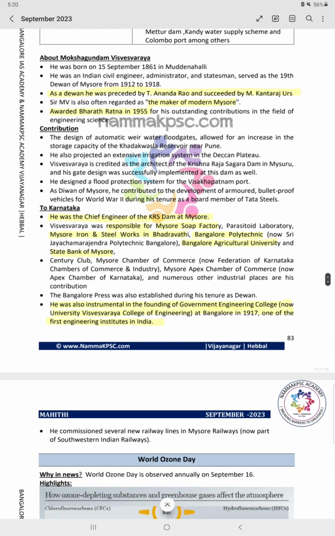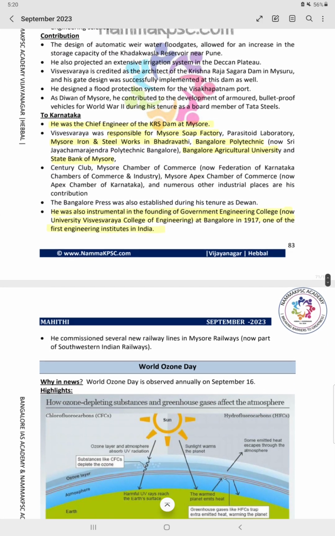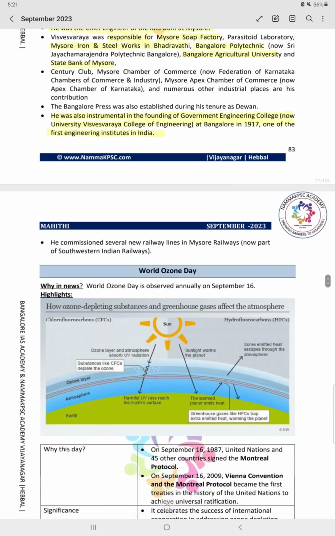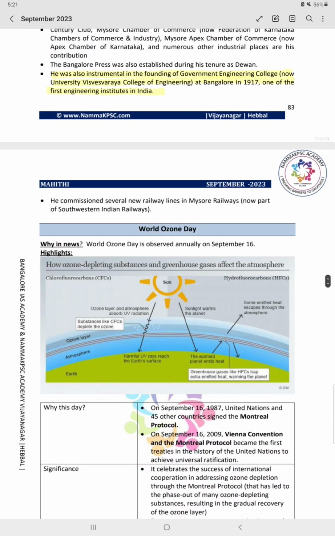Then for Karnataka, what are his contributions? He was the chief engineer of the KRS Dam at Mysore, responsible for the Mysore Soap Factory, Mysore Iron and Steel Works of Bhadravati, Bangalore Polytechnic College, which is now SJC, then Bangalore Agriculture University, State Bank of Mysore. He was also instrumental in founding the Government Engineering College, that is now UVCE, which was one of the first engineering institutes in India, but not the first, because I think the first one is IIT Roorkee, I suppose.